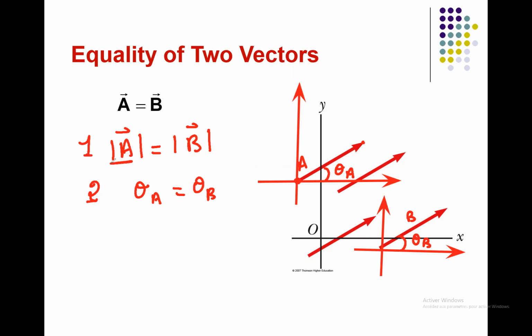If the magnitude of A equals the magnitude of B, this is the magnitude, equal to RA, the length of the vector. And this is the magnitude of B, equal to RB. You can say A and B, or RA and RB. If RA equals RB and the angles are equal, we can say A equals B.